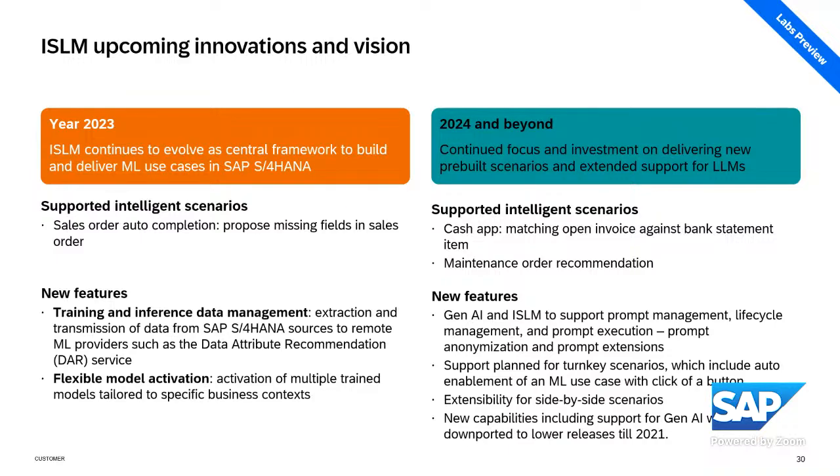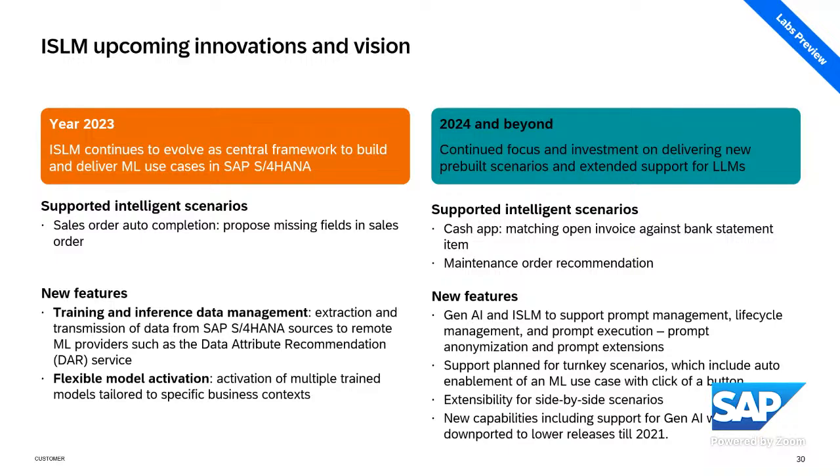With 2024, our idea is to support more and more capabilities to enhance the support for generative AI based use cases, so that customers and partners can also build such generative AI use cases on their own, leveraging the ISLM capabilities. You'll also see a lot of new use cases around generative AI getting delivered in public and private cloud. And the new features would basically include the ISLM prompt management that we also saw.